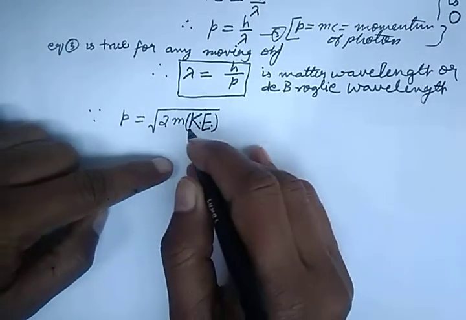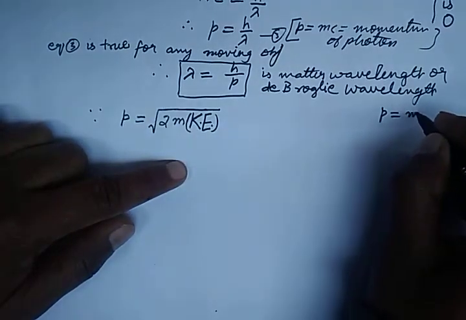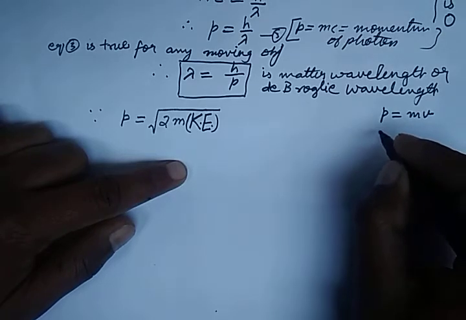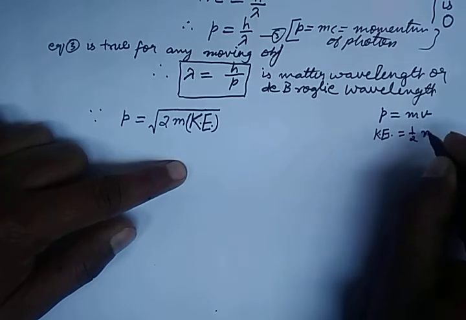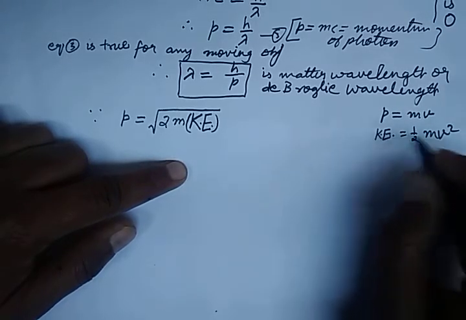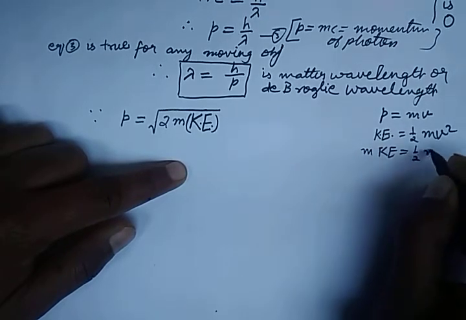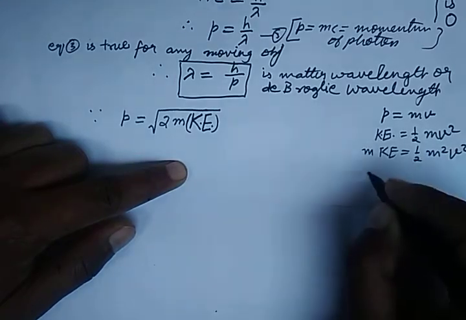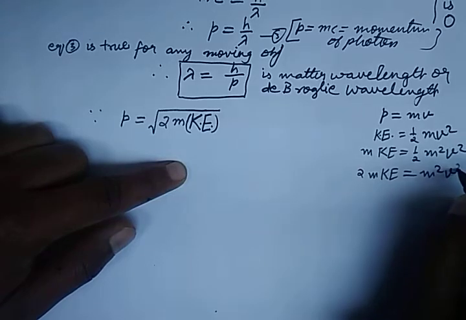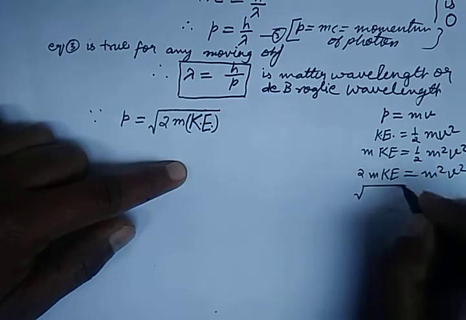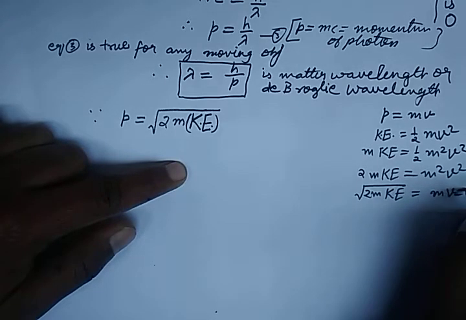Why, how has this come? So we know that p equal to mv, and also we know that kinetic energy is equal to half mv square. Now multiply both sides with m, it is m square v square. Cross multiply: 2m KE equal to m square v square. Take root: root 2m KE equal to mv, which is p.